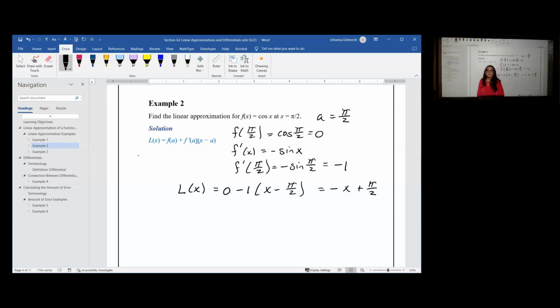I could use this to find something that is between, say, pi over 3 and pi over 2. Any kind of angle that's in that range, it ought to be relatively close. The closer I get to pi over 2, the better the approximation is going to be.